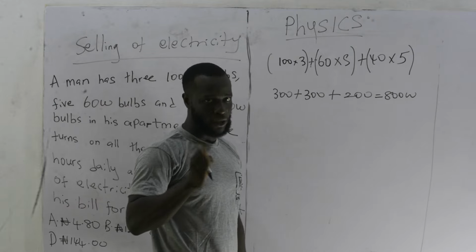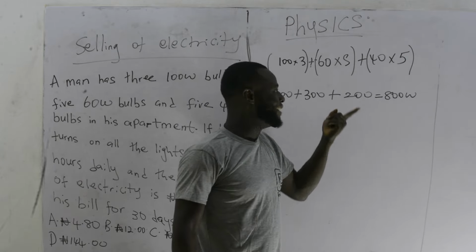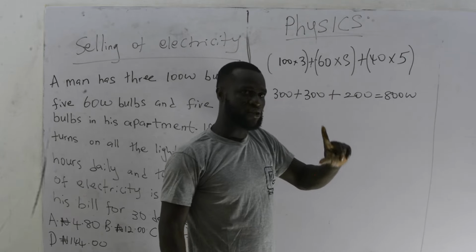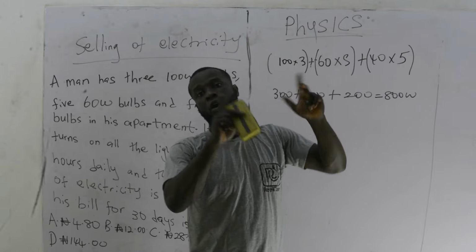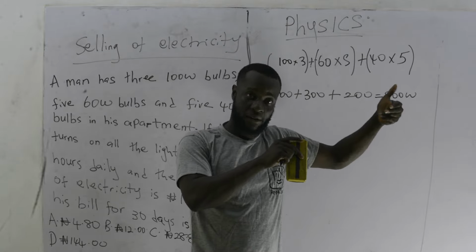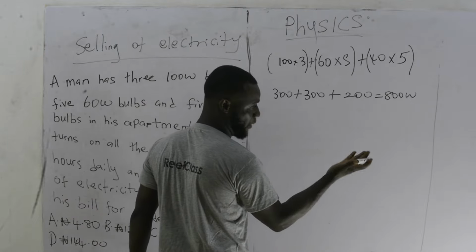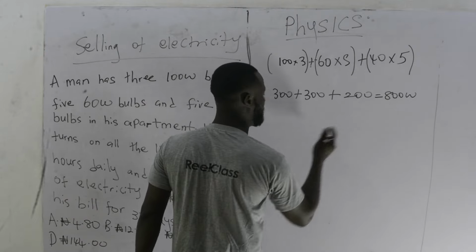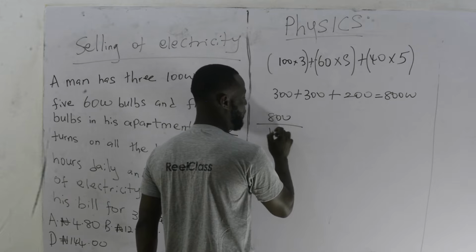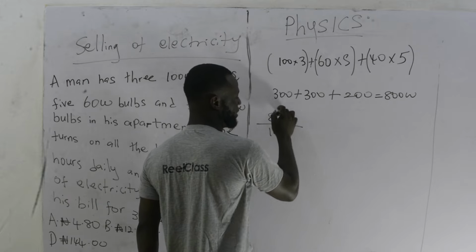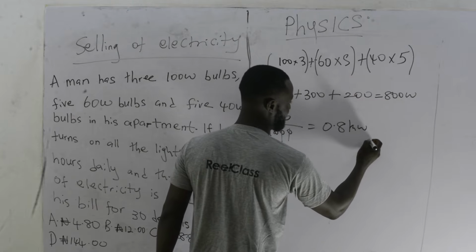But it has to be in kilowatts. Again, the SI unit of power is watts. But since this has to do with household consumption, we like to leave it in kilowatts because, of course, the unit of energy is kilowatt hour. I need to now convert it to kilowatts. I'll divide this by 1,000. So if I divide it by 1,000, I'll have 800 divided by 1,000. This cancels this, this cancels this. This will be 0.8 kilowatts.